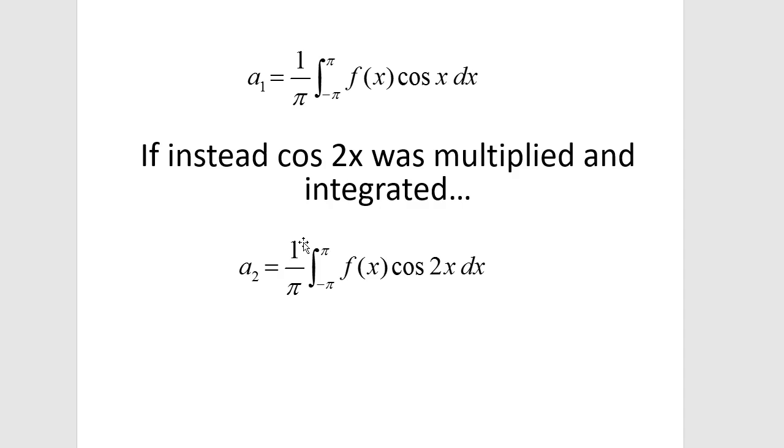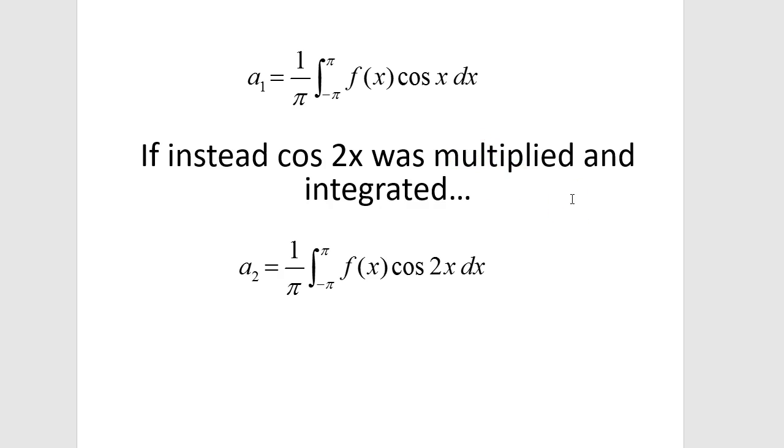What does this mean? It means that a1 can be obtained by performing this integral: 1 over pi times the integral from negative pi to pi of f(x) times cosine x dx. Now, because I said the values of the function are known, we can certainly integrate this function, and then if you multiply by 1 over pi, we will figure out that unknown a1.